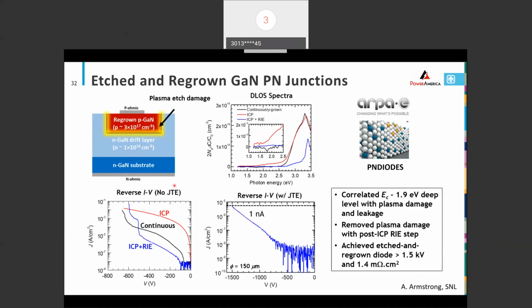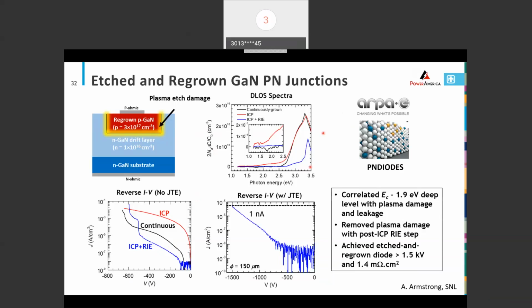So an example of that is shown on the bottom left. This is a diode. It's not really a well. It's just like a planar structure, but a continuously grown diode in black. And then if we do this ICP etch and regrow, you see this curve with increased leakage current. So there's some damage at that junction. If subsequently there's an RIE, so an ICP plus an RIE, that leakage current actually recovers, in fact a little bit lower than the continuous. And so that RIE step really cleans up that interface.